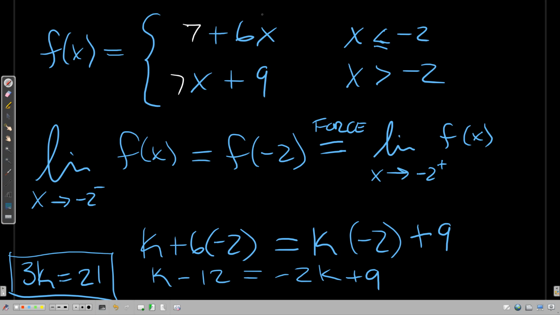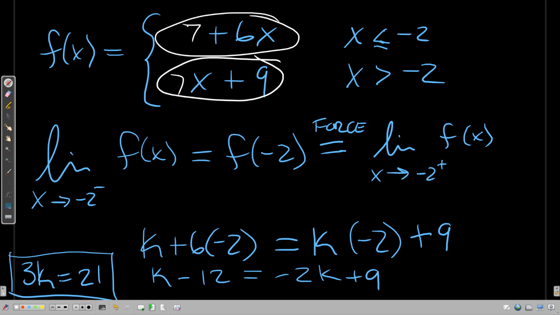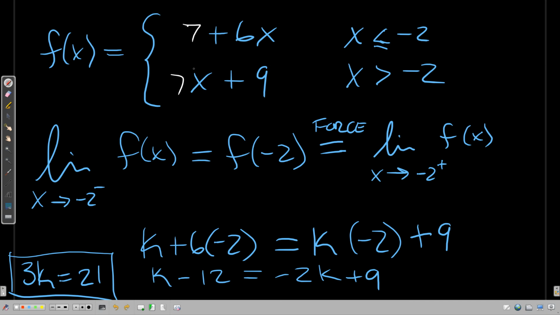It's continuous everywhere away from -2, because this is a line and this is a line. Lines are polynomials. Polynomials are continuous. So everywhere away from -2, it's already continuous. And then by us choosing this number to be 7, we have guaranteed that it's continuous right where the domain breaks up, right at -2.